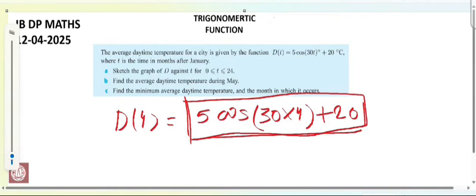30 times 4 plus 20, 17.5? 17.5 degrees Celsius. Yes, correct.